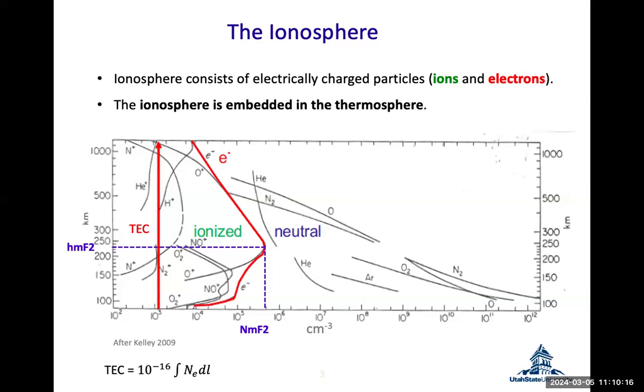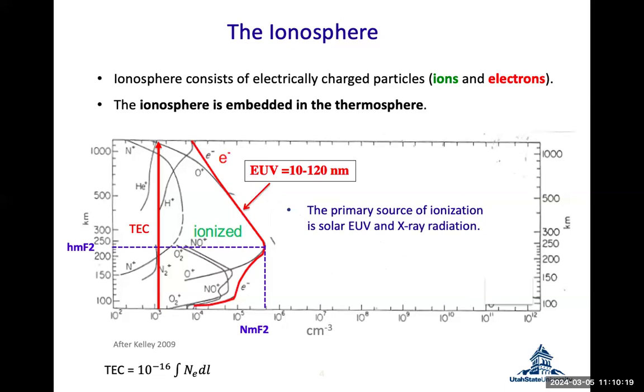But what creates the ionosphere? Well, the primary source is ionization by solar EUV and X-ray radiation. The X-ray radiation is really more in the lower part, in the D region of the ionosphere, let's say below 100 kilometers, where a lot of chemistry goes on, and it only exists during the day. But if we look in the F region and also in the E region, we find that the primary source is, in fact, solar EUV in the wavelength range from about 10 to 120 nanometers.